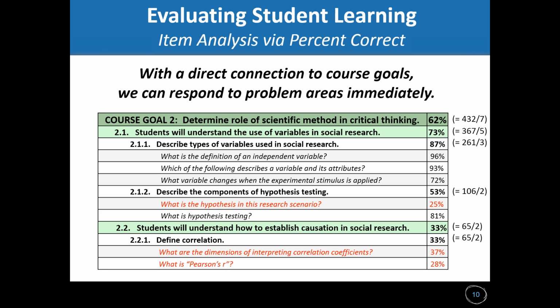The main details that describe that course goal are 2.1, students will understand the use of variables in social research, and 2.2, where students will understand how to establish causation in social research. But notice how we continue that course detailing. From 2.1, we go down to 2.1.1, and you can see those similar questions that we looked at before. In this case, there are several categories under 2.1 to describe its aspects. We're not only looking at variables, but also at hypothesis testing.